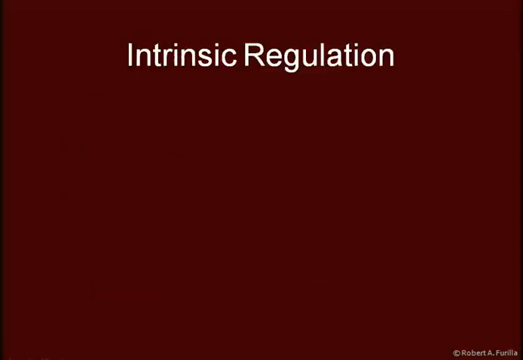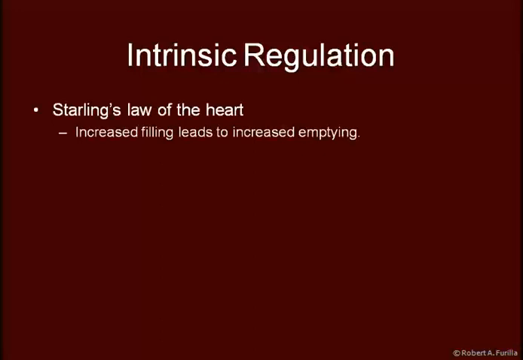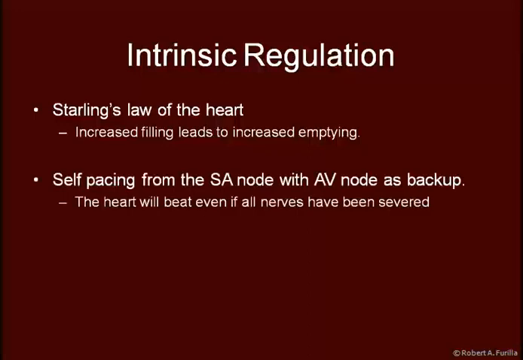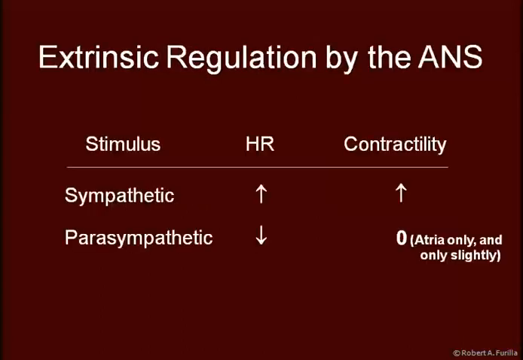Intrinsic regulation, that's the regulation that doesn't require any external influence. You can review Starling's law of the heart in my discussion on the pressure volume loops. However, heart rate is intrinsically regulated by the SA node with the AV node as backup. Beats will occur even if all nerves are severed. Even if the heart is removed from the body, placed in a dish, and kept alive, it will continue beating. And here I'm just summarizing some of the extrinsic effects of regulation of heart rate.